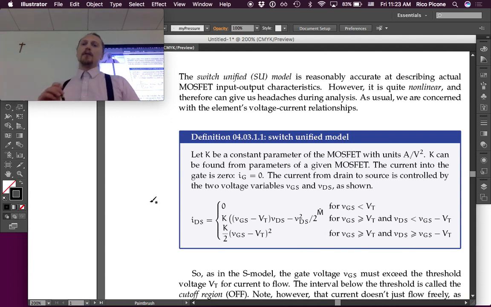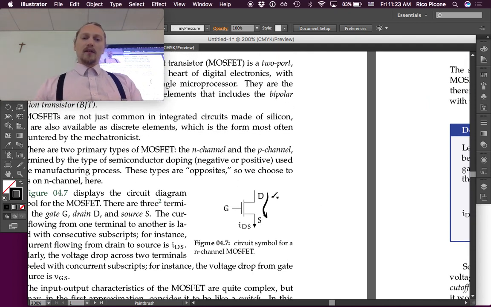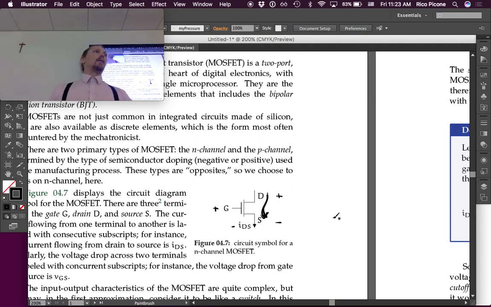The current from drain to source, which is kind of like our output in a sense, is controlled by the two voltage variables VGS and VDS. So we essentially control this current that flows from D to S by the gate voltage and the drain to source voltage. Those are the two variables that affect how much current is flowing through.